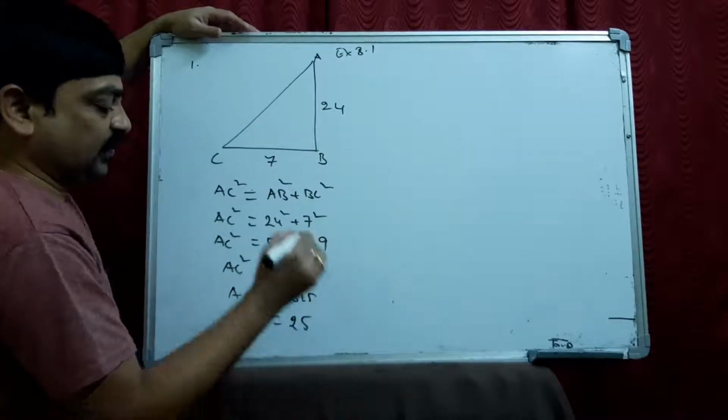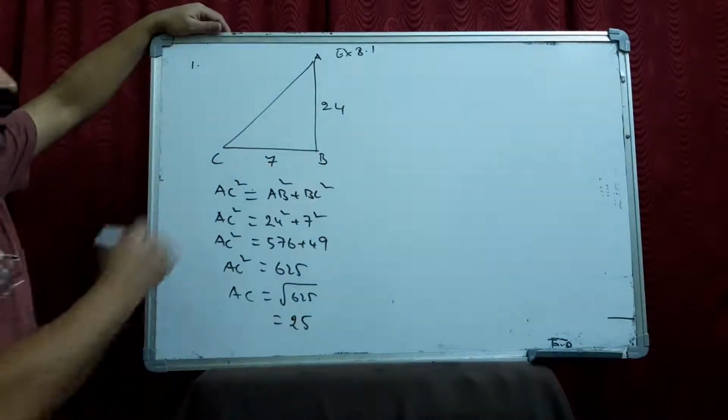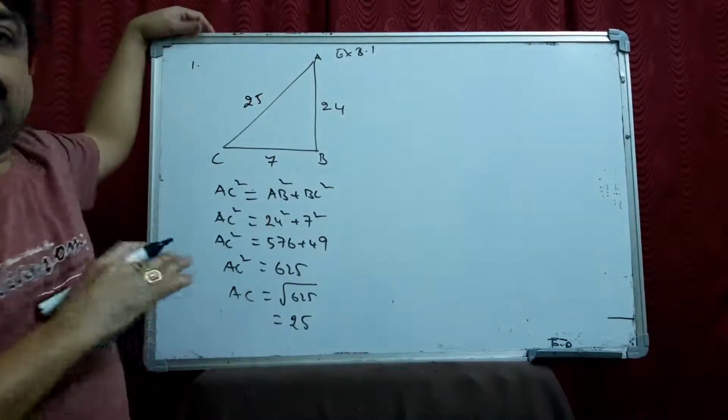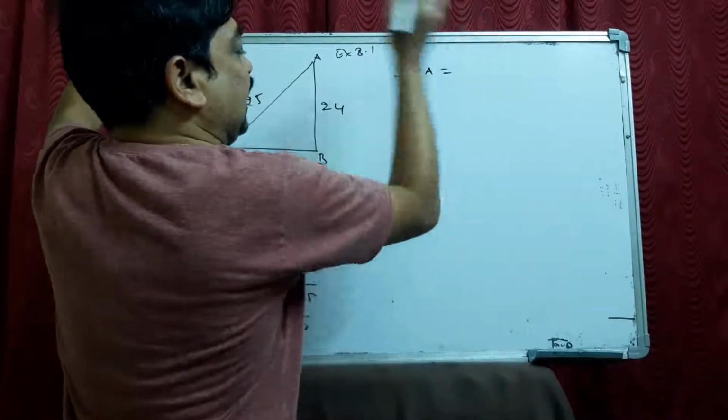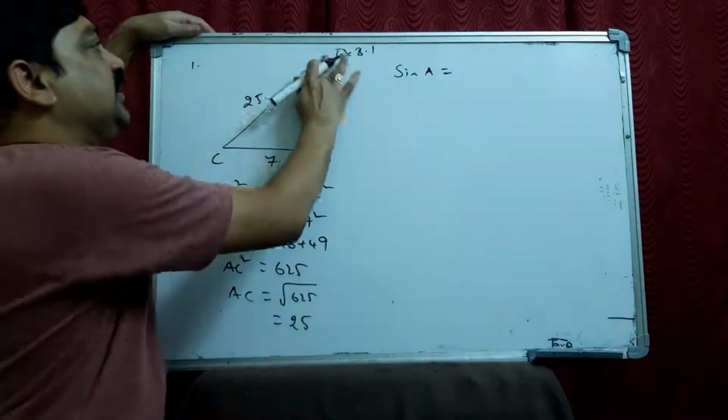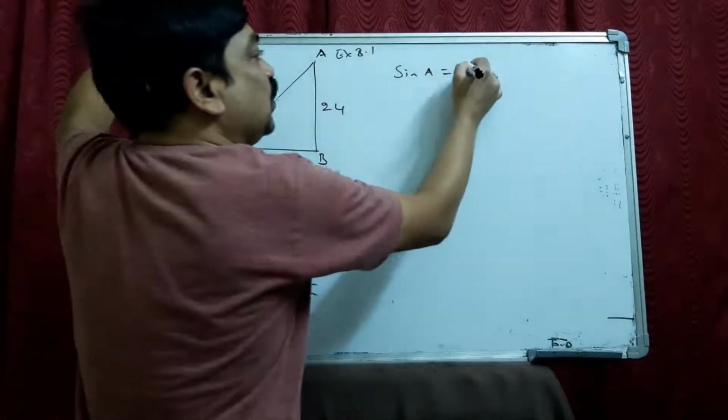That is equal to 25. So, this is the thing. Third side we got. Hypotenuse is 25, no doubt. Now, what did they ask us to find out? Sin A. Okay. What is sin A? A is here. What is sin formula actually?